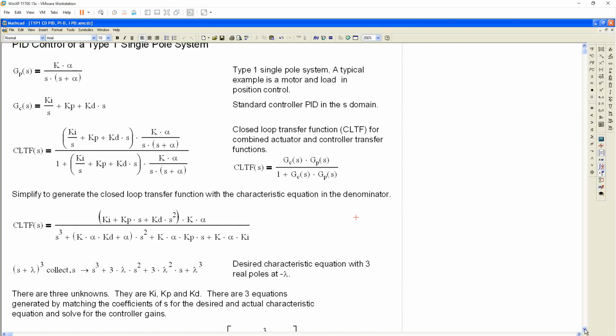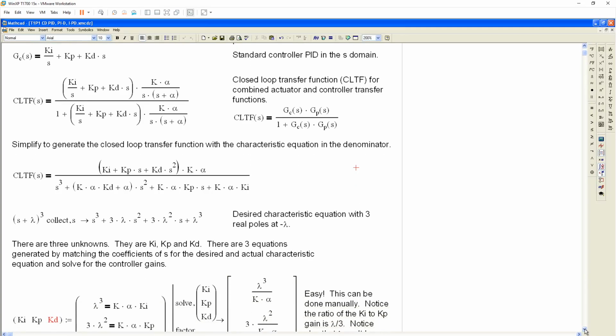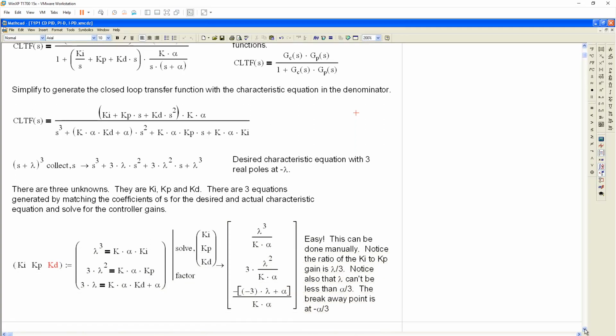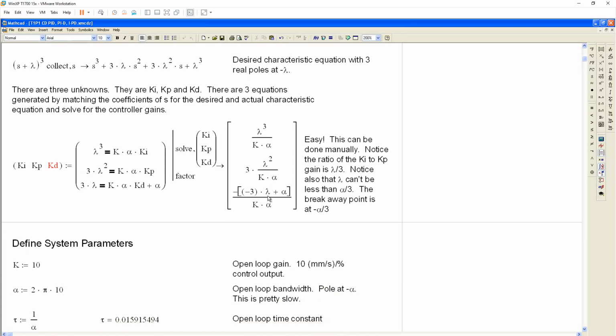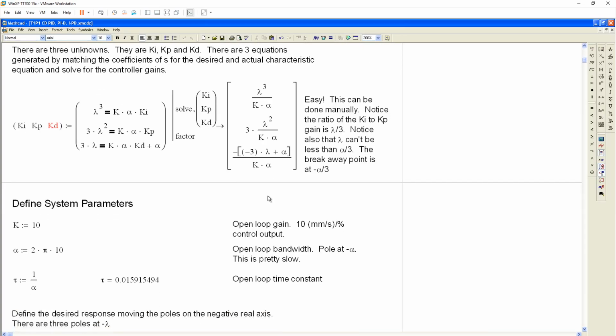The next step is to compute where the pole locations are going to be. I'm going to set them at minus lambda. Since there are 3 poles here, I'm going to have 3 poles in my desired characteristic equation. I end up with this equation, and I match the coefficients for each power of s, except for the ones I don't have to match. So I end up with this, and then I can solve and I get the symbolic equations for the PID gains.